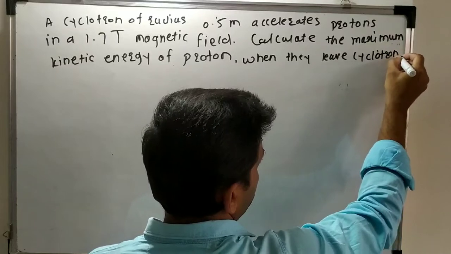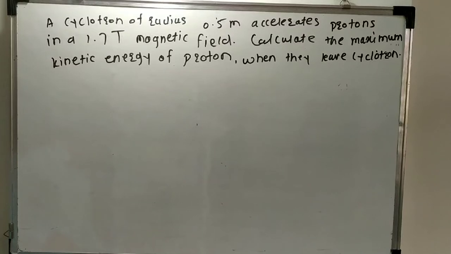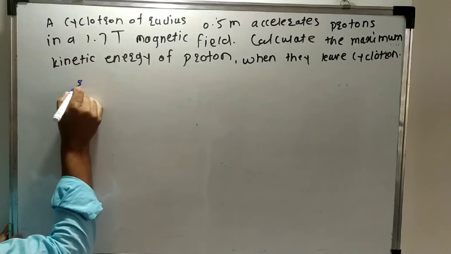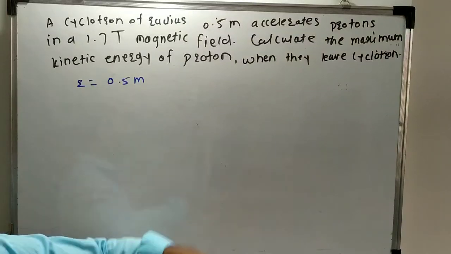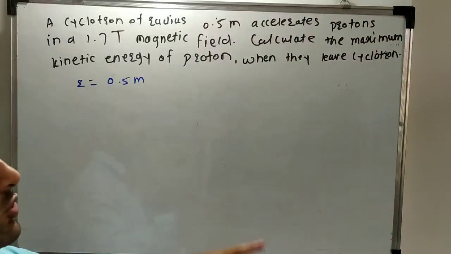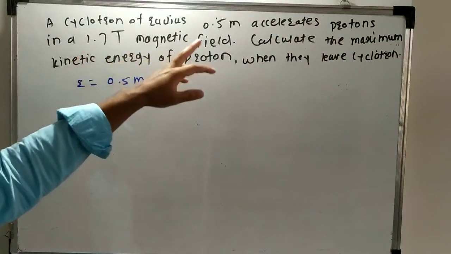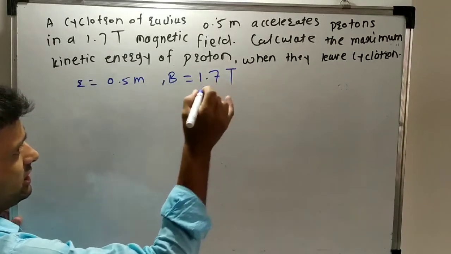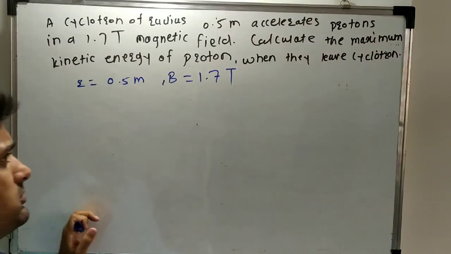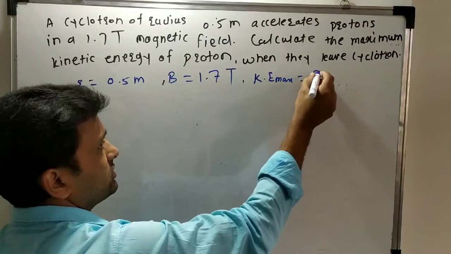So the numerical is very straight and clear. The radius of the cyclotron is also given. What is the maximum radius? Here it is 0.5 meter. In the cyclotron we are accelerating a positively charged particle such as a proton. So the maximum radius traveled by the proton is given. The magnetic field is also given, the magnitude of magnetic induction, that is 1.7 Tesla. Calculate the maximum kinetic energy.